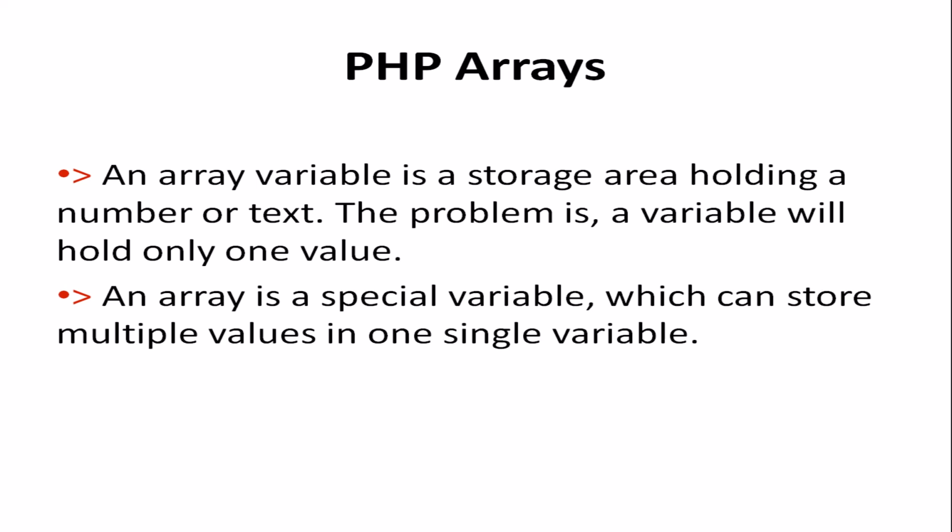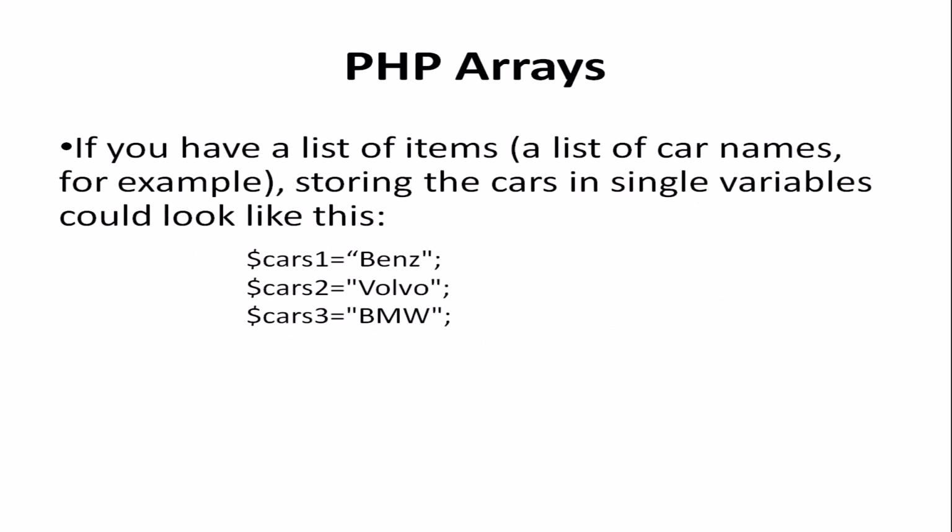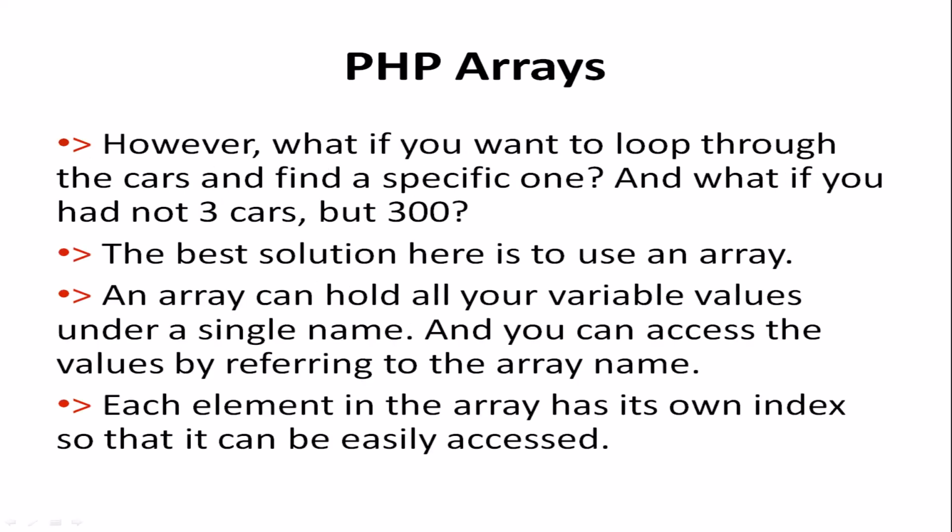An array is a variable which is going to store similar kinds of data, but in the case of PHP, it can hold different values. The problem is that a variable will hold only one value. This is a special variable which can store multiple values in a single variable. So for example, you can declare car1, car2, car3 and so on, where you can name Benz, Volvo and BMW etc. for storing the cars in a single variable.